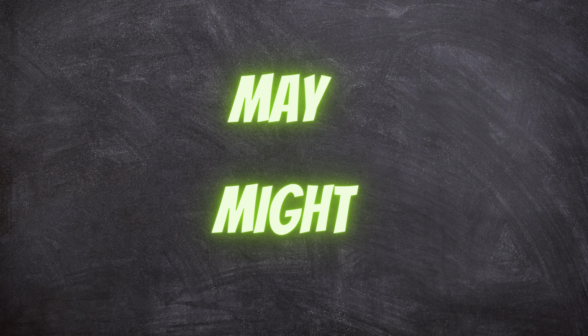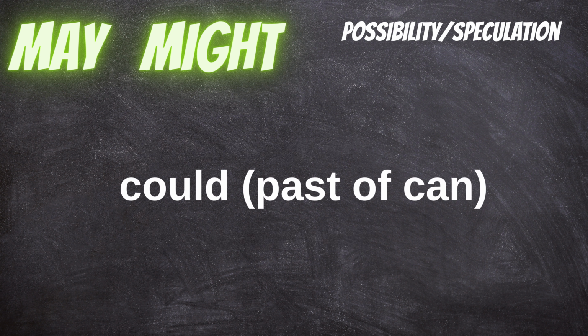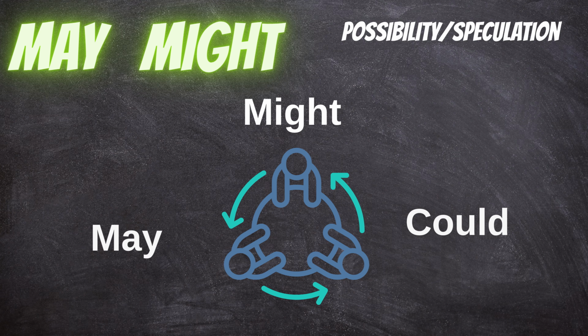Now let's talk about may and might. Both may and might are used to talk about possibility whenever we are speculating about something that is happening. The difference lies on how sure we are of the information that we're giving. May has a higher probability of being true than might. Just remember that we also use could to talk about possibility, and many of the times we use them interchangeably.